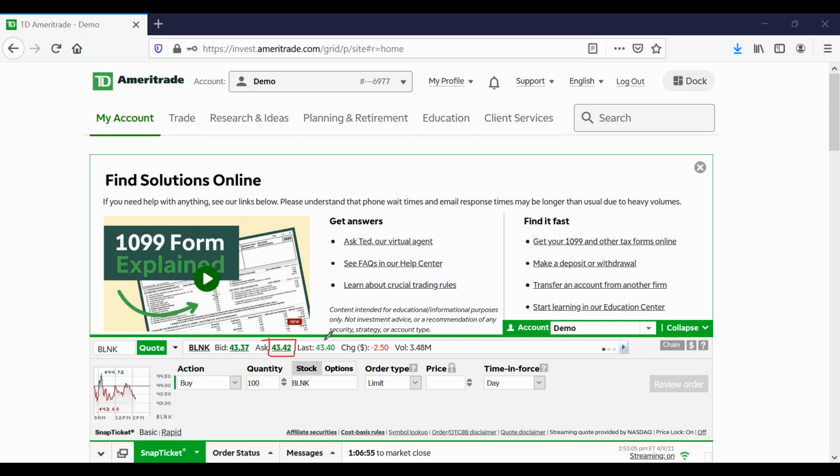Let's say I want a little bit more confirmation on the stock and I want to get in at $44. Remember, I'm placing an order to buy that stock at $44 or better. It's currently at $43.41. As soon as I place that order, it's going to fill it immediately at $43.41, or actually it'd fill it at whatever the last price was, $43.40. Okay.